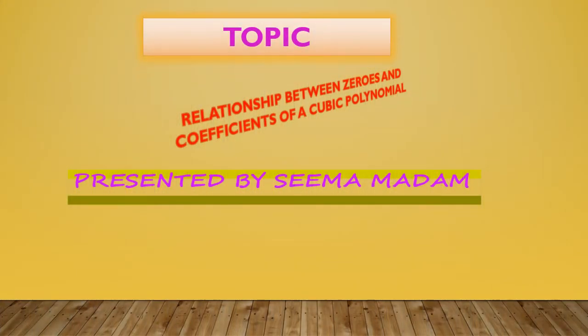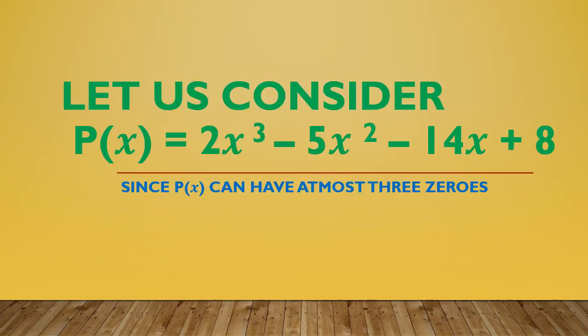Welcome students. Today we will learn the topic: relationship between zeros and coefficients of a cubic polynomial. P(x) is equal to 2x cubed minus 5x squared minus 14x plus 8.